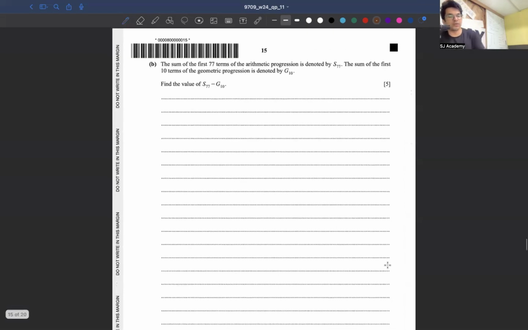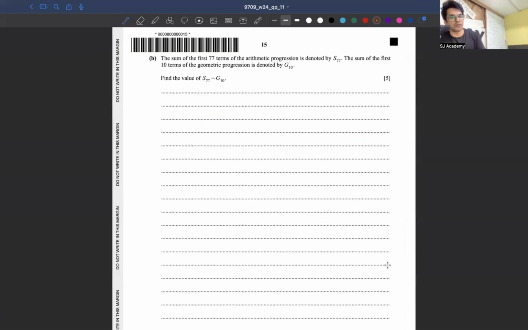In part B, the sum of the first 77 terms of the arithmetic progression is denoted by S77. We have to find the difference of 77 terms of the AP and 10 terms of the GP. Now, to find the sum of 77 terms, we know the formula is n upon 2 into 2a plus n minus 1 times d.